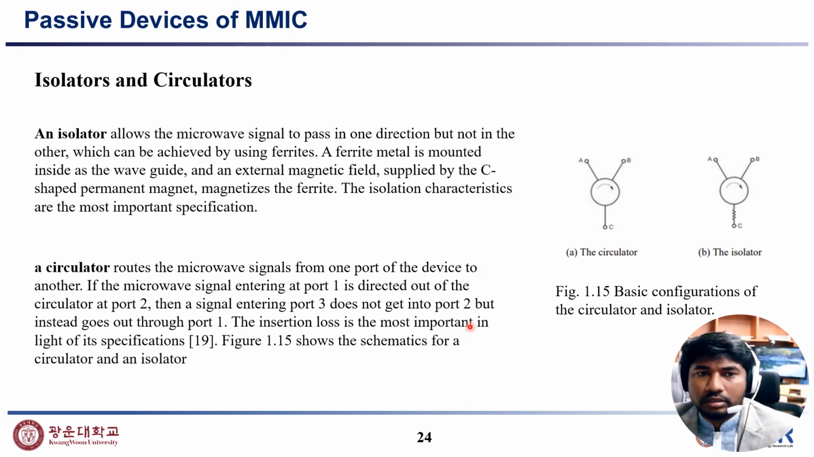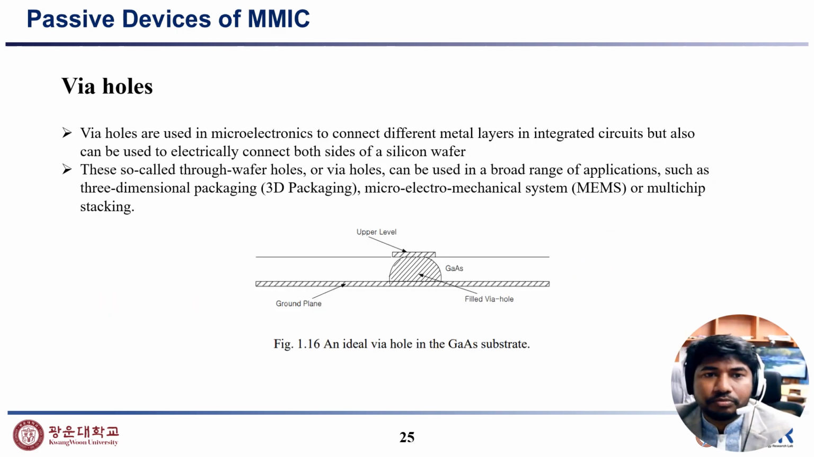And here, isolator and circulator. These are almost the same thing. An isolator allows a microwave signal to pass in one direction but not in the other, which can be achieved by using ferrite. And a circulator routes the microwave signal from one port of the device to another. So this is the basic difference.